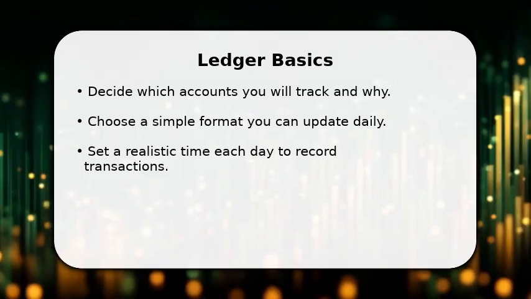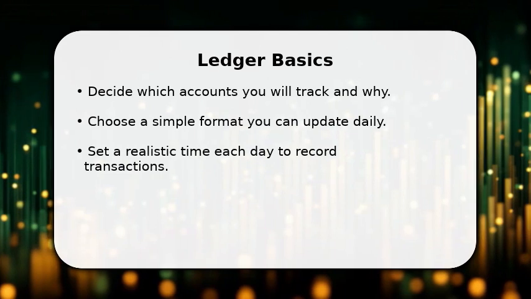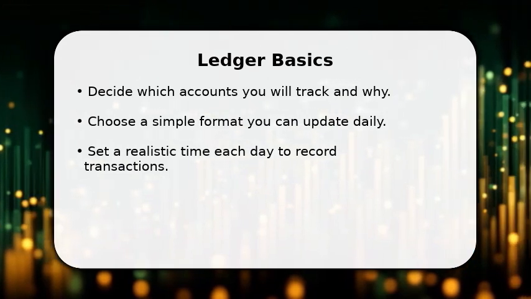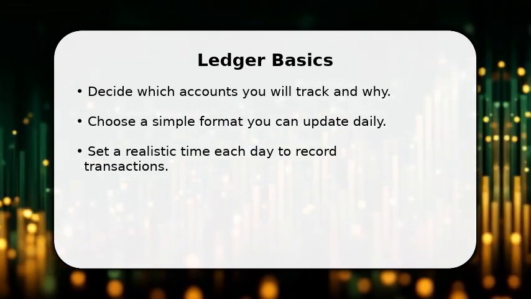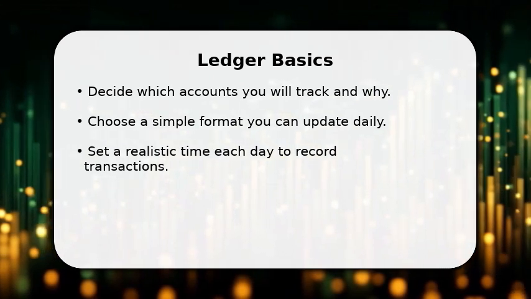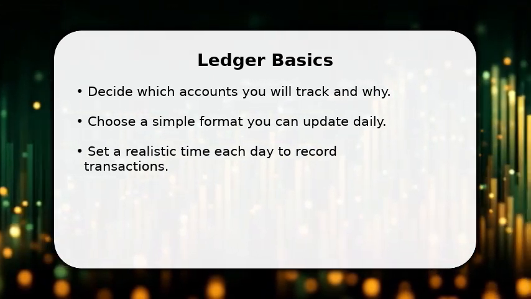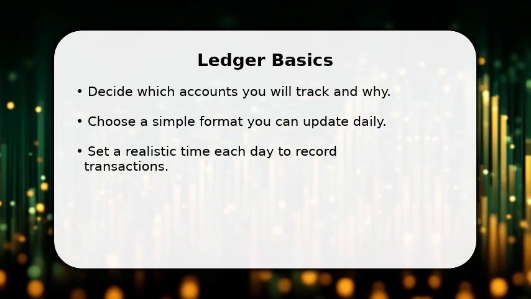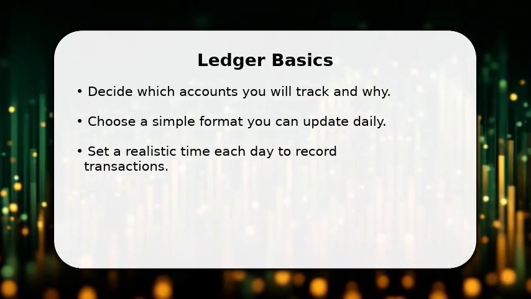In this video, I will explain how to make a personal ledger updated. Start by listing core accounts like income, bills, savings, and spending. Create columns for date, description, category, debit, credit, and balance. Use clear labels and a consistent order.